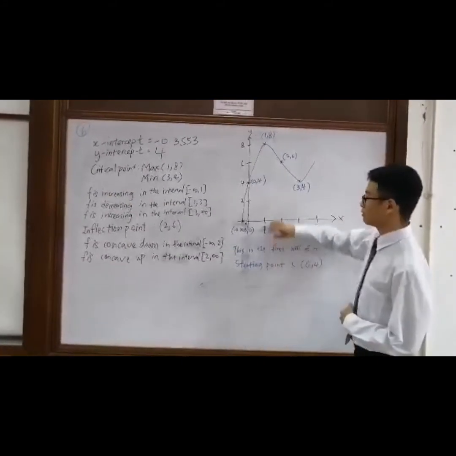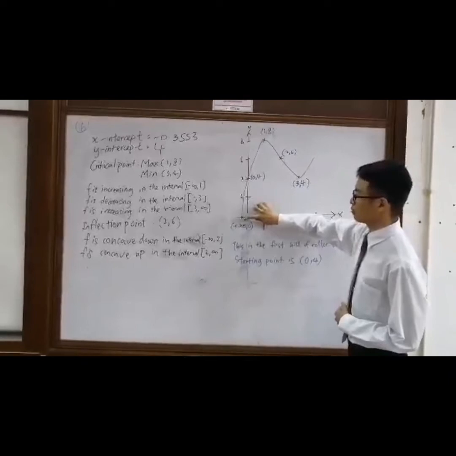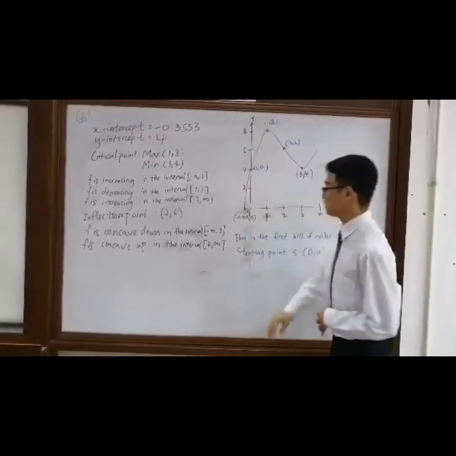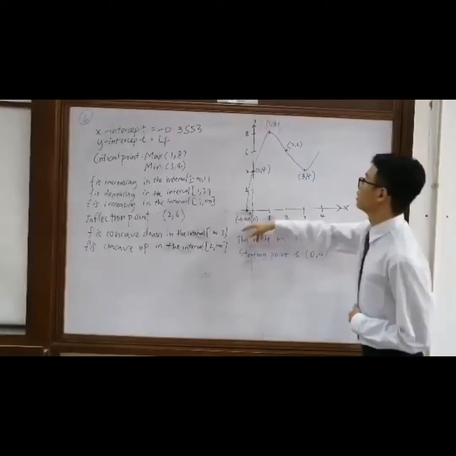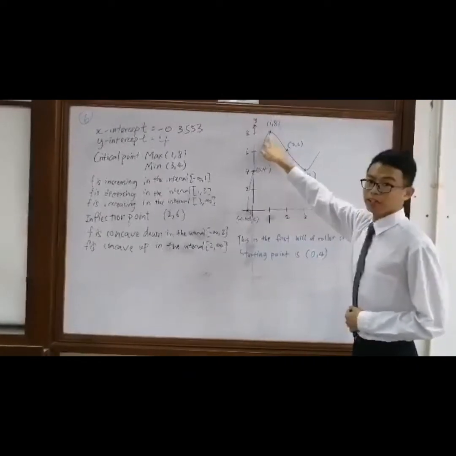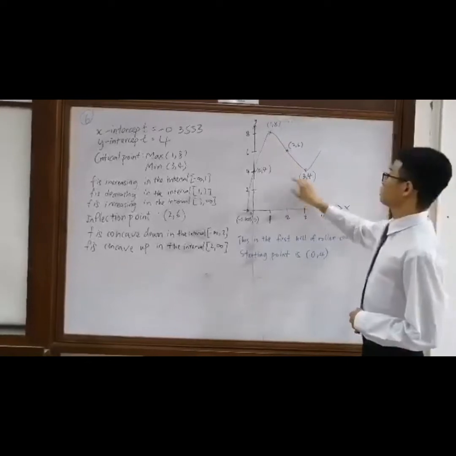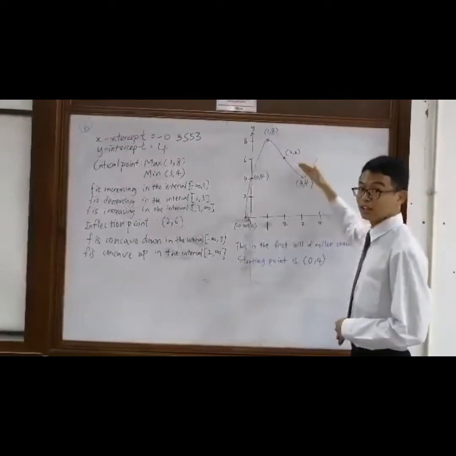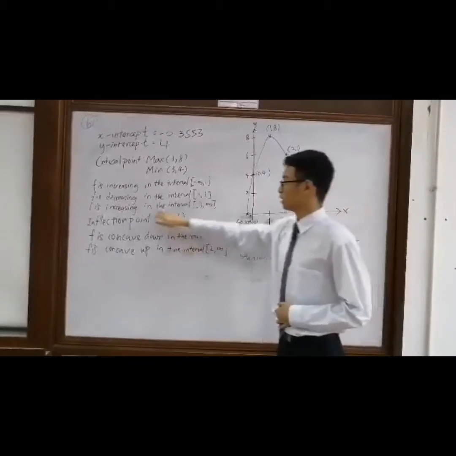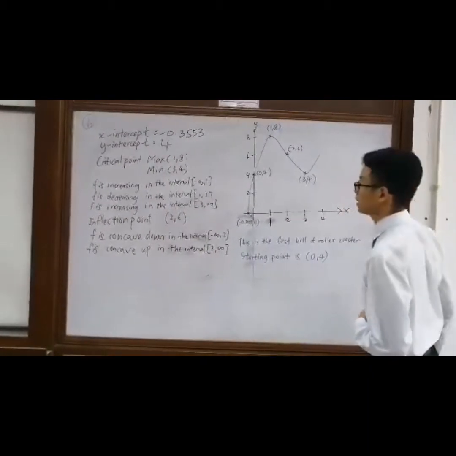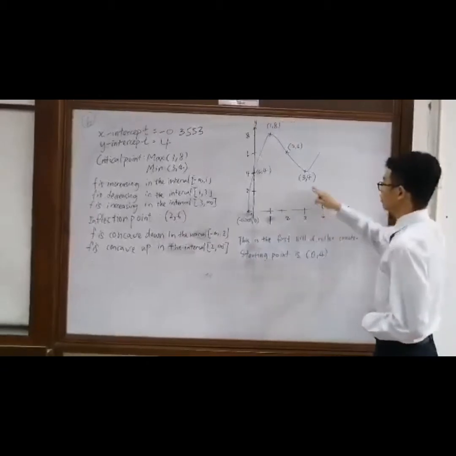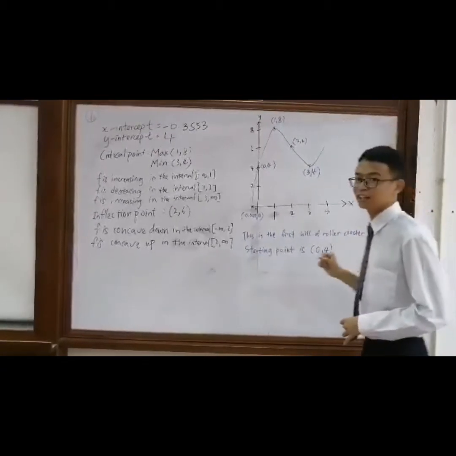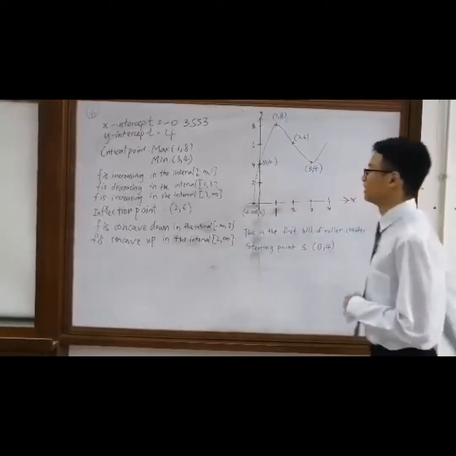Next we need to determine the scale of the graph. f is increasing in the interval from -infinity to 1. We cannot draw until infinity, so we stop at the x-intercept. Next, f is decreasing in the interval 1 to 3, so we can see x equal to 1 and x equal to 3 is the decreasing interval. The third is f increasing in the interval 3 to infinity. So from this until infinity, f is in the increasing interval.